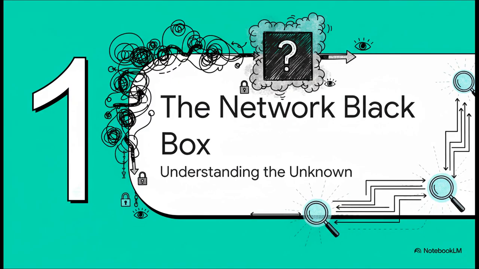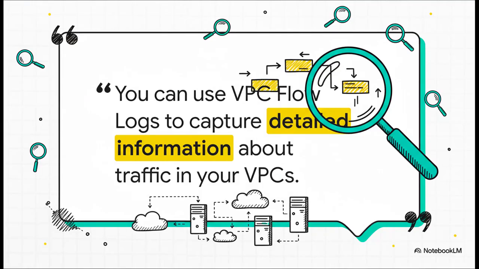That's the scene of the crime, right? It's that sinking feeling you get when you know something is busted with your network traffic, but you have absolutely zero visibility. But don't worry, AWS gives us a killer forensic tool. The source material puts it perfectly. VPC Flow Logs are made to capture all that detailed info about the traffic moving around your VPCs. This is our magnifying glass.